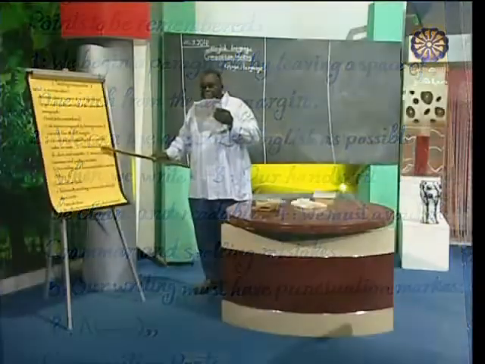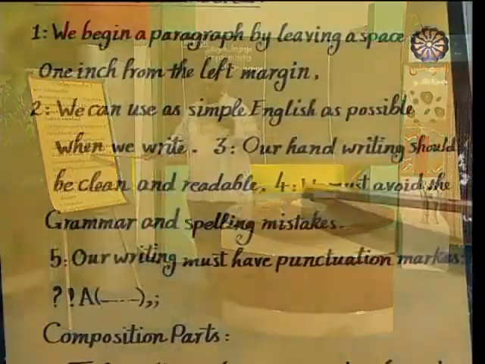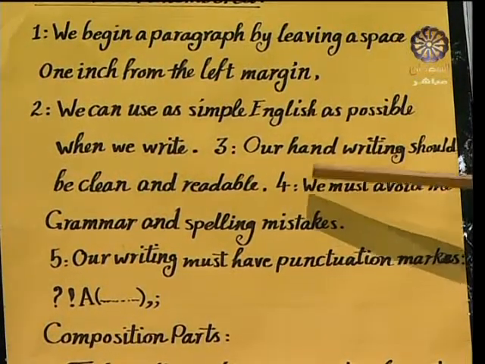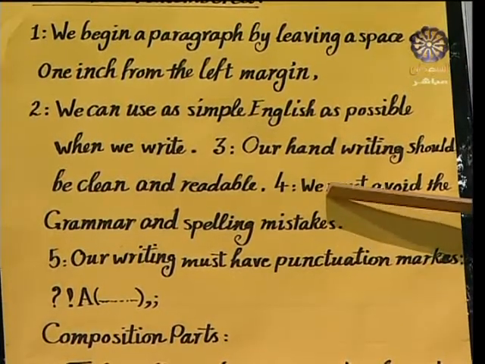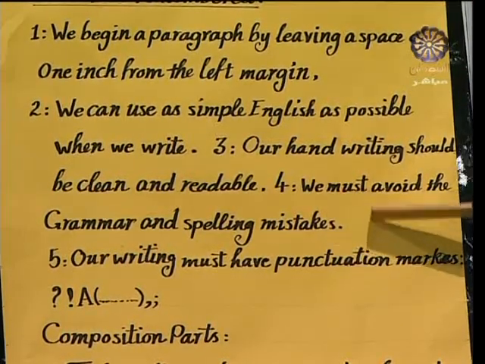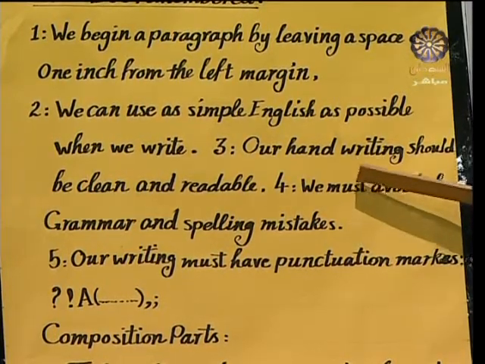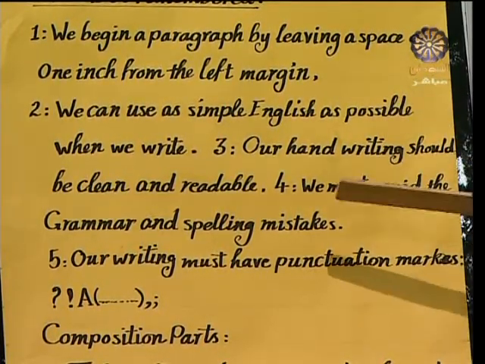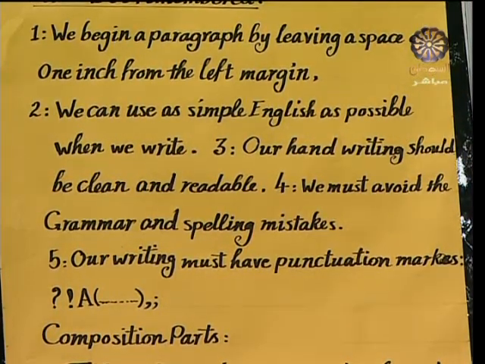Point number four is very necessary. We must avoid the grammar and the spelling mistakes, and we can do this by practicing writing again and again. The last point to be remembered: our writing must have punctuation marks. By the punctuation marks, we mean the full stop, the question mark, the exclamation mark, and so on.